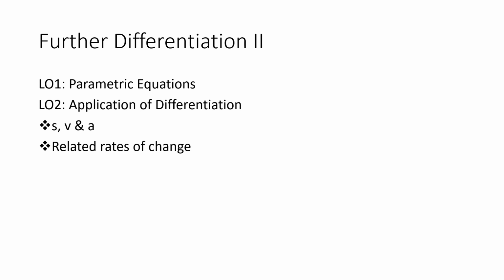Okay, for this chapter on further differentiation part 2, we only have two learning outcomes, and we will look at the first learning outcome will be parametric equations and how to determine first and second derivatives for parametric equations. The second learning outcome will focus on application of differentiation, which utilizes this parametric equation in terms of application involving displacement, velocity, and acceleration. And also, the second part of the application will focus on how to determine related rates of change.